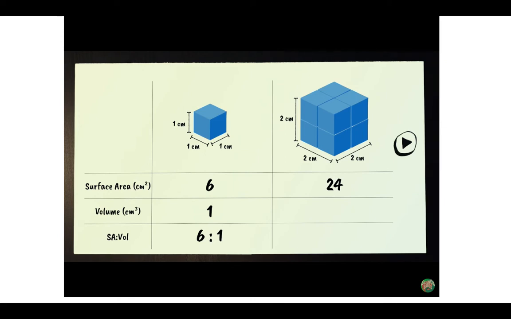If we do the same for the larger cube, we can say that it has a volume of 2 times 2 times 2, which equals 8 centimeters cubed. This ratio of 24 square centimeters of surface area to every 8 cubic centimeters of volume can be simplified to 3 to 1. 6 to 1 is bigger than 3 to 1. It's obvious that the smaller cube has a larger surface area to volume ratio.